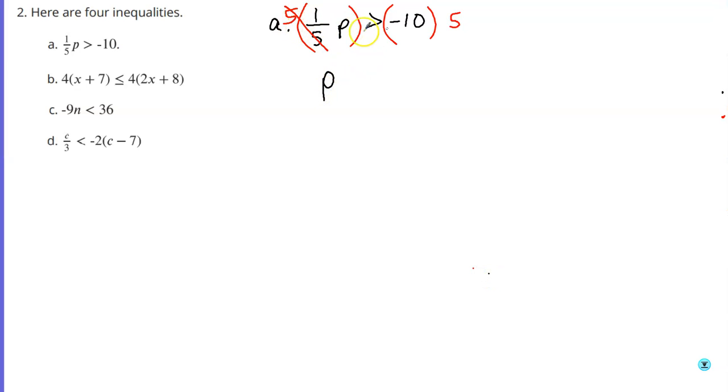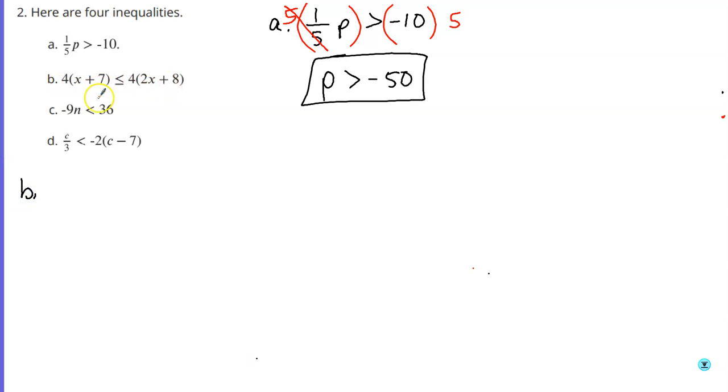I didn't multiply or divide by a negative, so I don't have to flip the sign because this was a positive number, and I get negative 10 times 5, negative 50. So there's my answer. Remember, it's only if the thing that you're multiplying or dividing by is a negative. It's the only time you have to change the sign. All right, let's look at B.